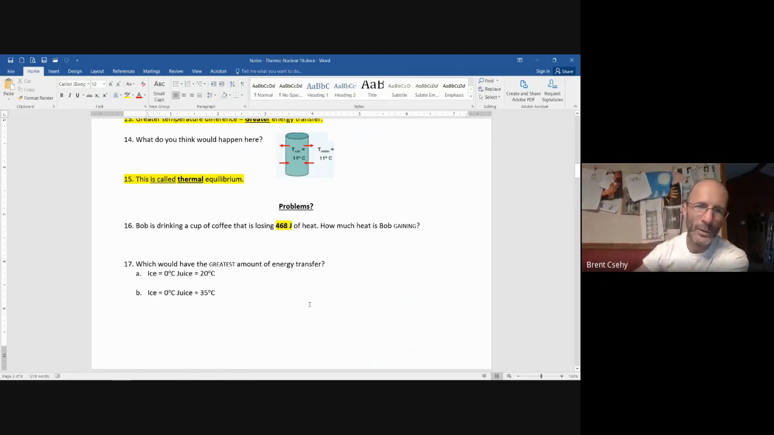And then down here, which would have the greatest amount of energy transfer? Ice 0, juice 20, or ice 0, juice 35. This is the greater one. So the answer, of course, would be B.